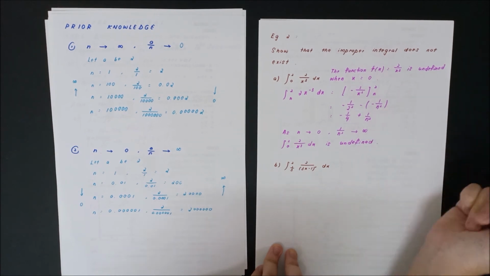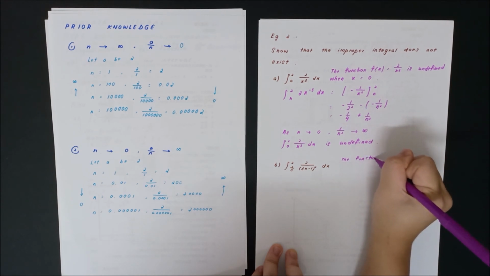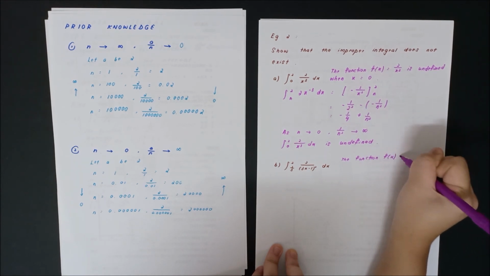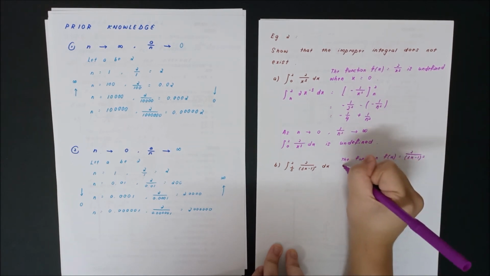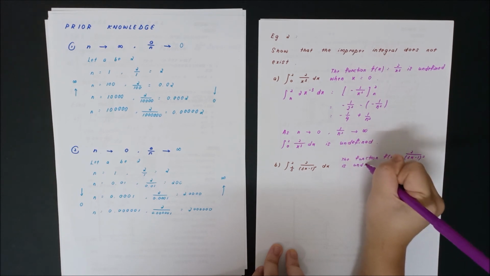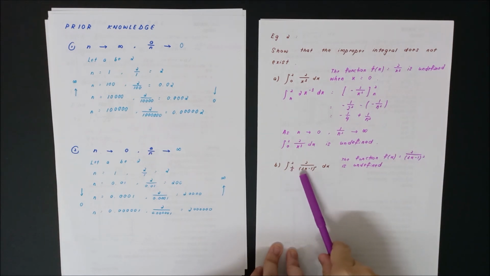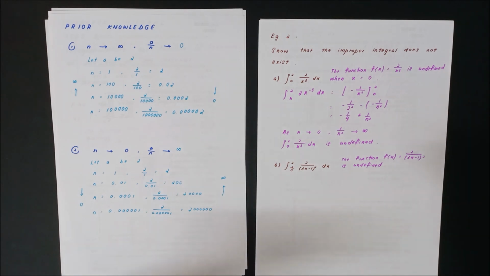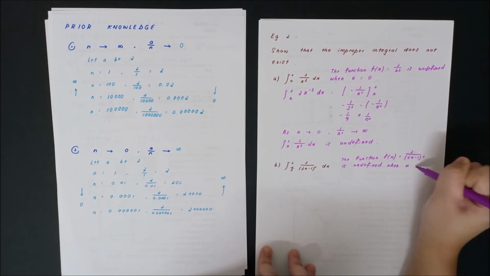Okay, so for b, the same thing. Let's write down: the function f(x) equals 2 over (3x minus 1) squared is undefined when what? When you substitute 2, you get 5 squared, so it's fine. But when you substitute 1 over 3, you get 1 minus 1, which is 0. The denominator cannot be equal to 0, so it's undefined when x is 1 over 3.